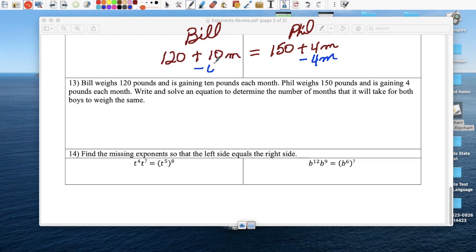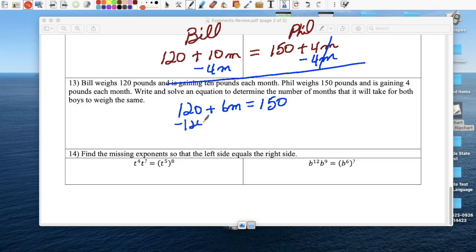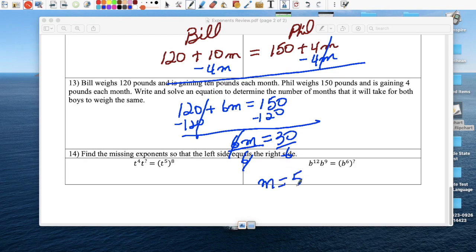Minus 4m, minus 4m. That goes away. 120 comes down. 10 minus 4 is 6m equals 150. We do minus 120, minus 120 on both sides. That goes away. 6m comes down. And then 150 minus 120 is 30. Divide that by 6, divide that by 6. This goes away, becomes 1, and 1 times m is just m, and 30 divided by 6 is 5. So in 5 months, both gentlemen will weigh the same amount.